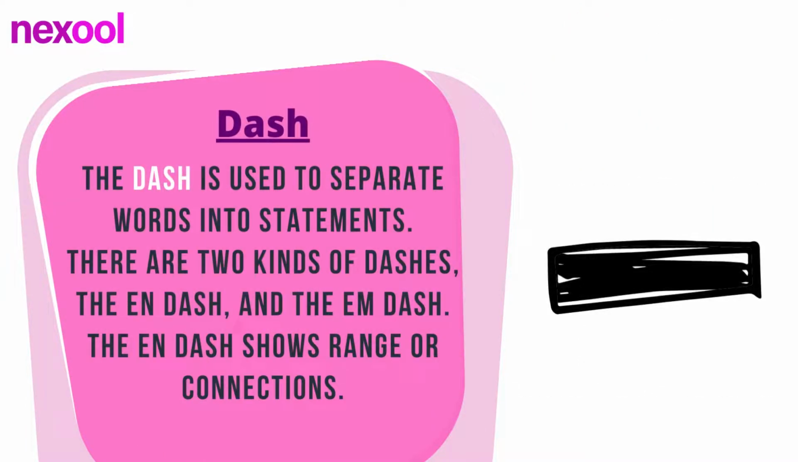Sixth, dash. The dash is used to separate words into statements. There are two kinds of dashes, the N dash and the M dash. The N dash shows range or connections.